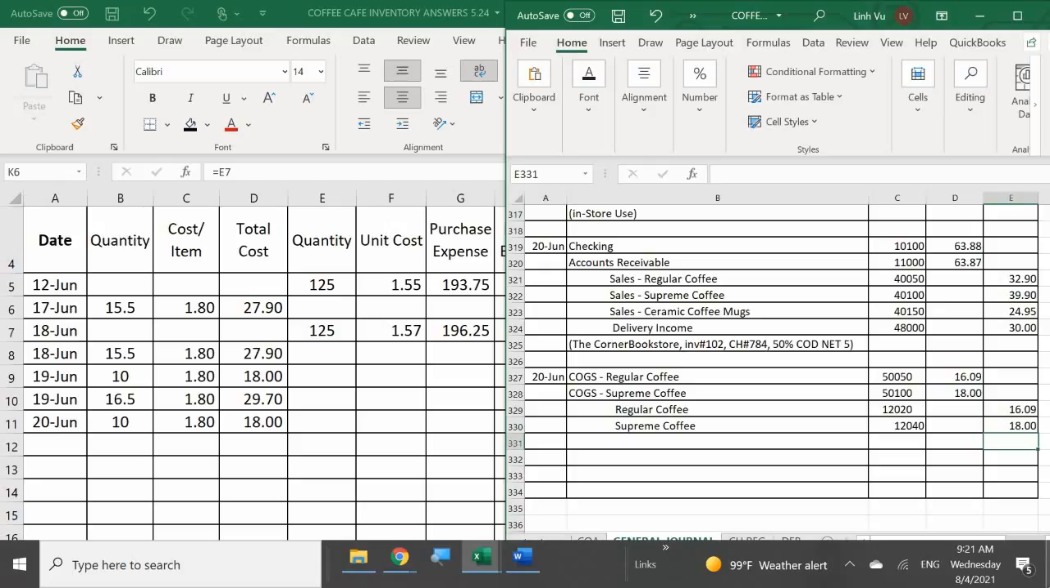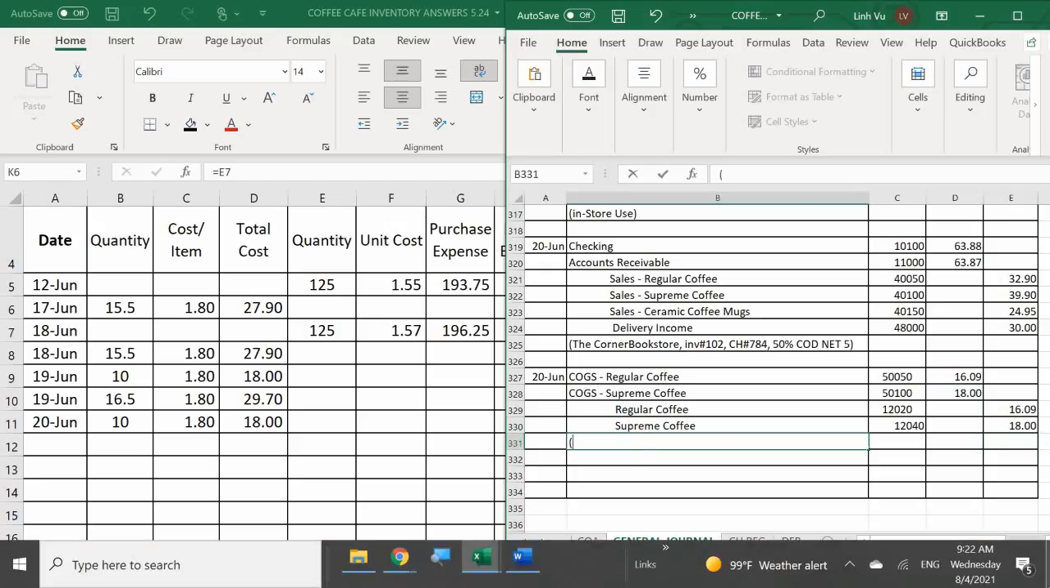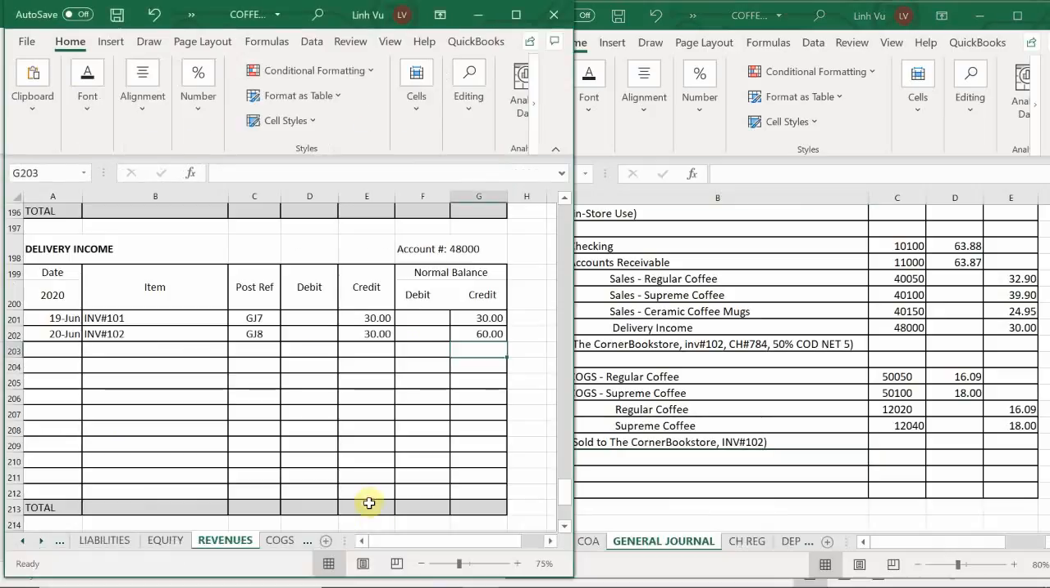This right here tells me I'm going to get rid of it from my ledger. So in this case, I'm going to make a note here that I sold to the corner bookstore, and the invoice number, 102. Good. Excellent. So now that I finished my journal, what's the next step? After the journal comes the ledger. Good. So now we have to update our ledger accounts.